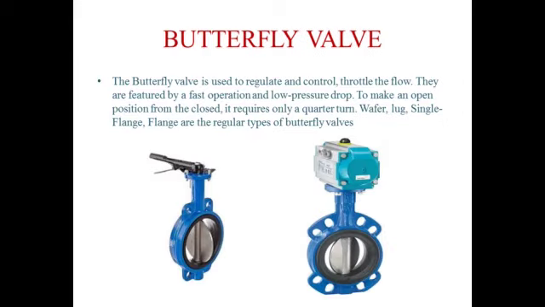Next, butterfly valves. A butterfly valve is used to regulate and throttle the flow. They are characterized by fast operation and low pressure drop. To go from closed to open position, it requires only a quarter turn. Wafer, lug, and single flange are the regular types of butterfly valves. Here we have shown two types of butterfly valves by operation: one is manual and the second is electronically controlled. Manual is used where people can easily go for maintenance. Electronically controlled butterfly valve is used where people can't go and maintenance is very difficult.